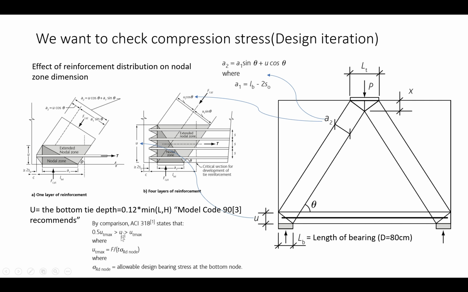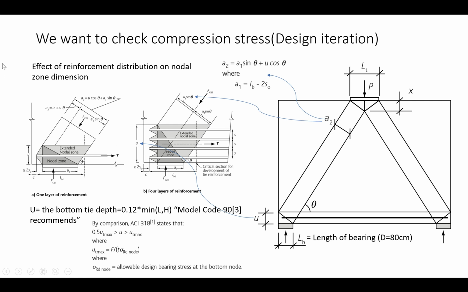the value of the bottom tie depth should be between 0.5 UT maximum and UT maximum, where UT maximum is equal to the force T divided by T multiplied by sigma or D. Note that the sigma or D of the node is equal to the lower design bearing stress at the bottom node.